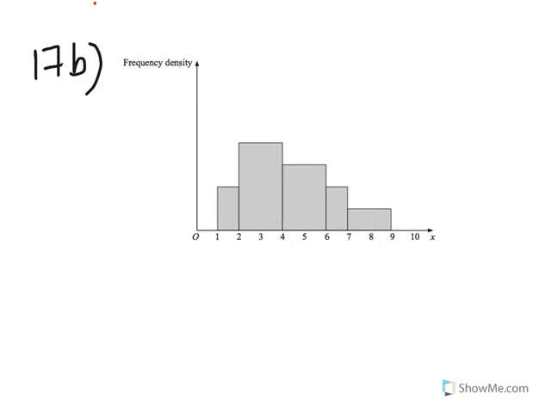Alright, so 17b is a bit trickier. They're asking you to find the median of x. Now the median, as I've explained in many of my videos, is nothing but the middle value of a distribution. In this case it's height. So the median value is the middle point, okay?